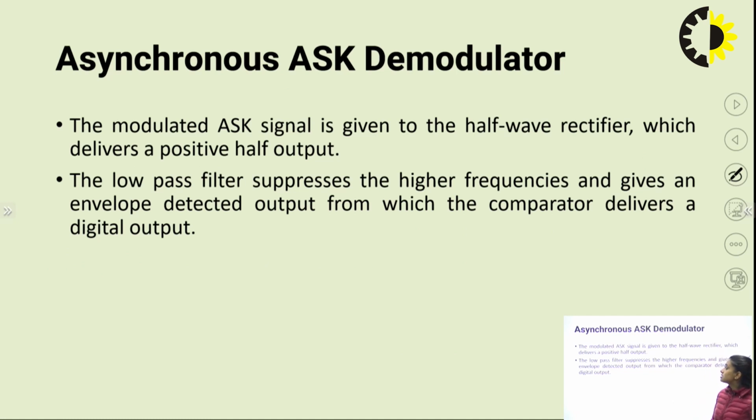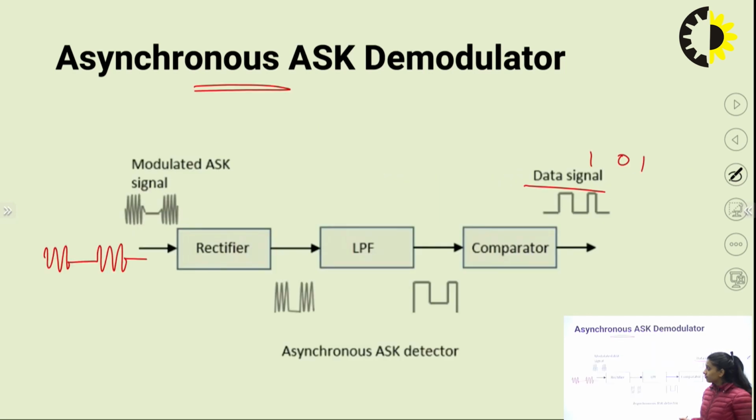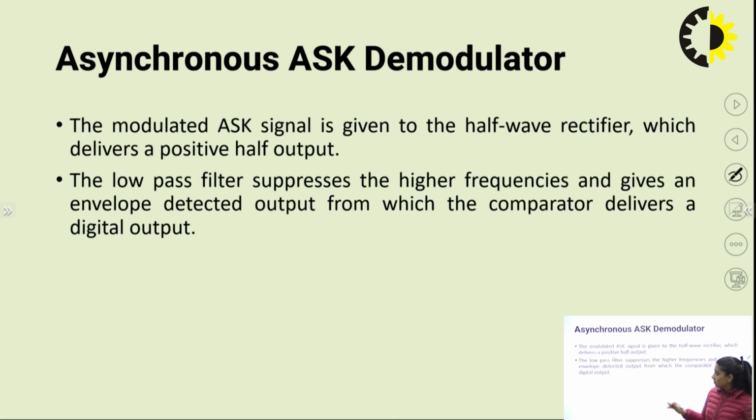The modulated ASK is given to the half wave rectifier, which delivers a positive half output. We know that a half wave rectifier passes output at the positive half cycle, and for the negative half cycle it remains open, so it doesn't pass anything, right? This is what we want. So my half wave rectifier will act for the positive half cycle, and for the negative half cycle it doesn't work. When this goes to the low pass filter, the LPF suppresses the higher frequencies and gives an envelope detected output from which the comparator delivers a digital output.